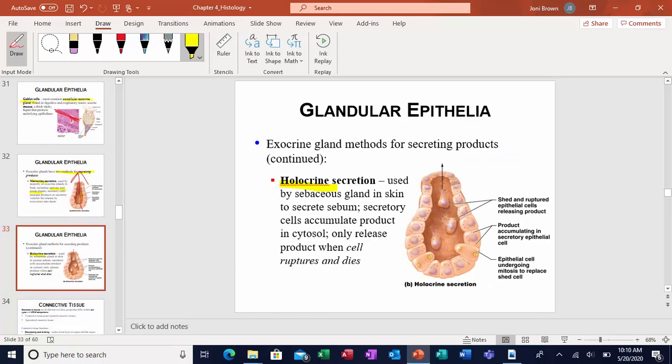Holocrine secretion is like your sebaceous glands that secrete oil. And those cells that make that secretion will go out into this area and they will rupture. They get shed and they rupture, and so they go out with the secretion. Not just the secretion packaged up in a little package like a vesicle, like merocrine, but they are going out, the whole cell ruptures and goes out with the secretion.